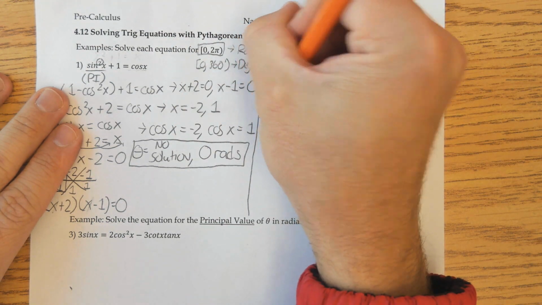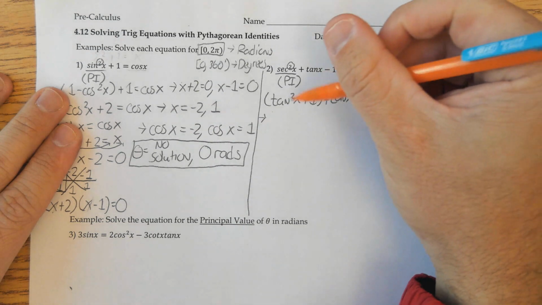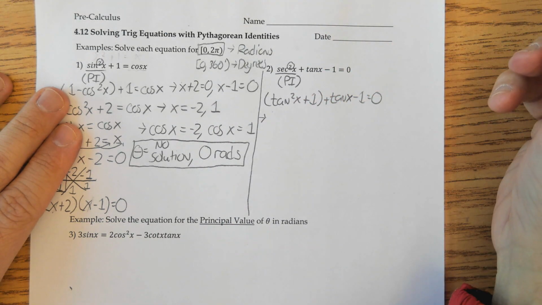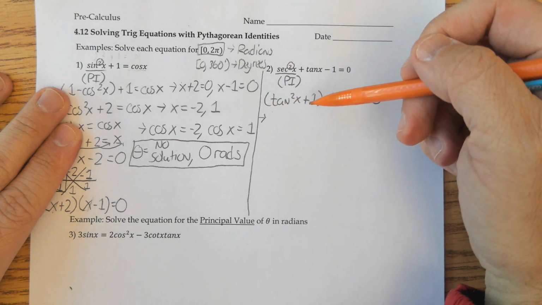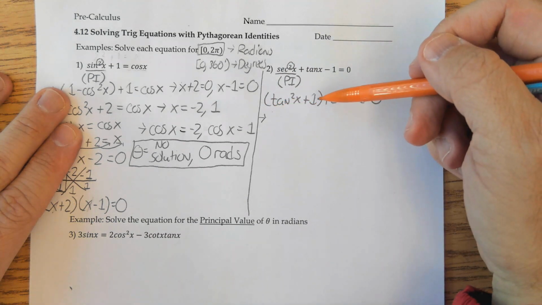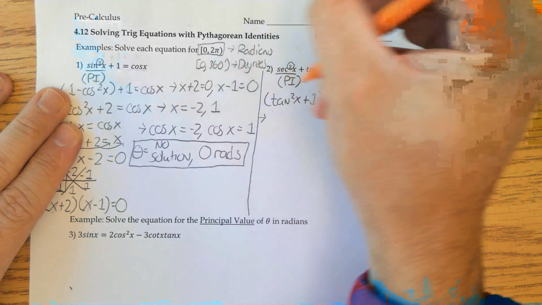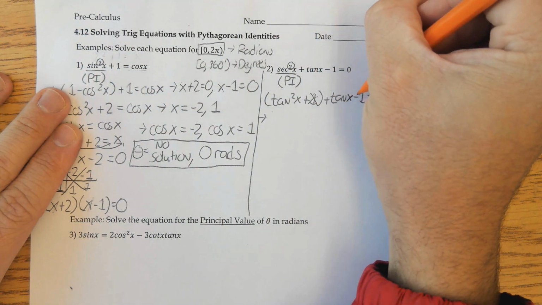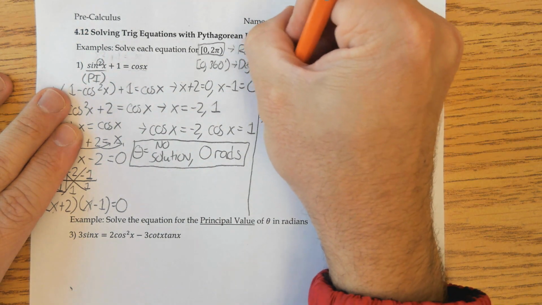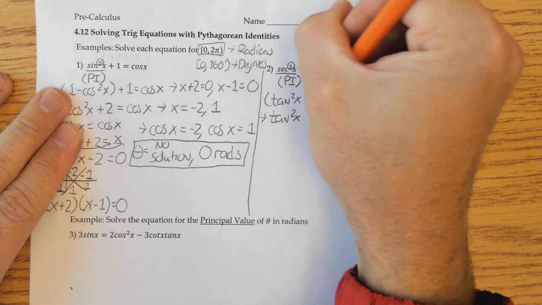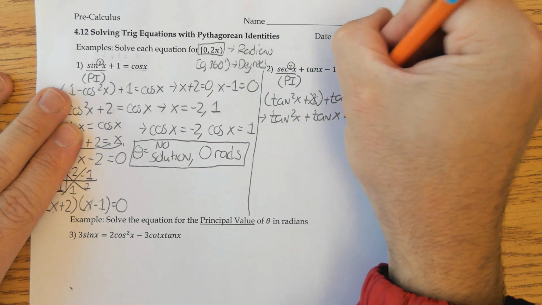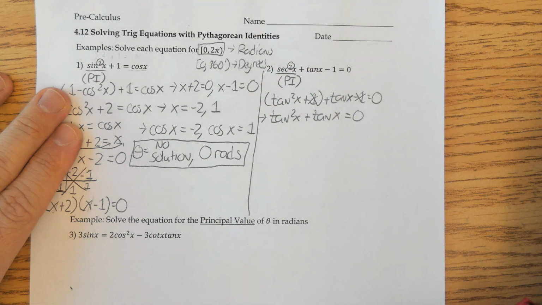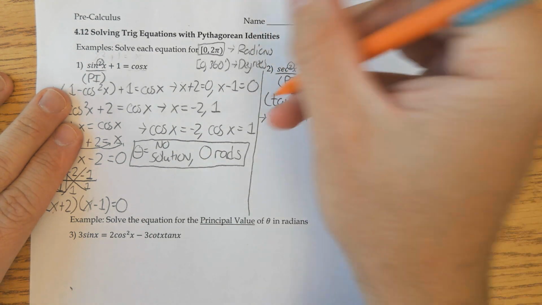And so when we do that, we're going to get tangent squared x plus tangent x. You can't add those together. The only thing we can do is that we do have like terms here with the 1 and the negative 1, and so they are going to cancel out, and now you're left with tan squared x plus tangent x, which is 0. Now we've got our equation written in terms of tangent.